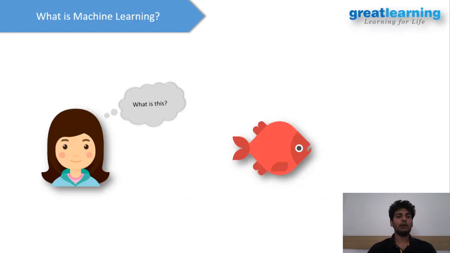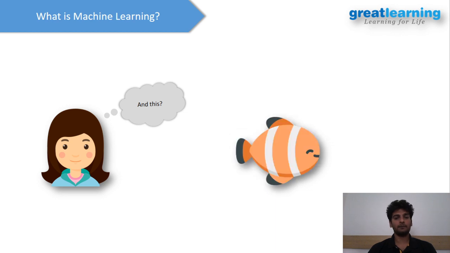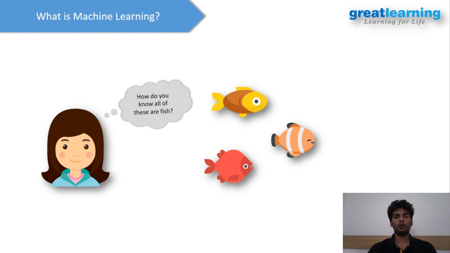All right, so we'll understand machine learning with this little example over here. What do you see in this slide? What is this exactly? Well, it's a fish, isn't it? And what is this? Well, this again is a fish. And how about this? Well, this too is a fish. Now, how do you know all of these are fish? Well, as a kid, you might have come across a picture of a fish and you would have been told by your kindergarten teacher or your parents that this is a fish. And your brain learned that anything which looks like that is a fish, right? And that is how our brain functions.